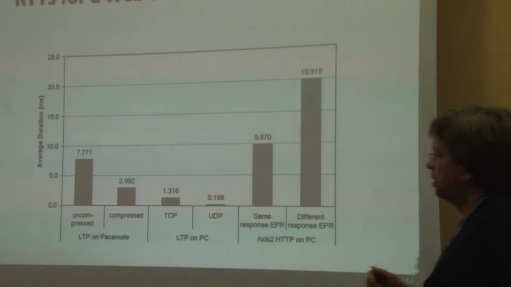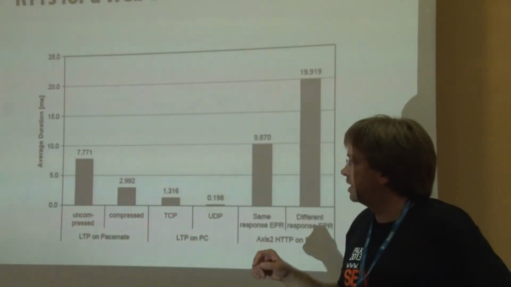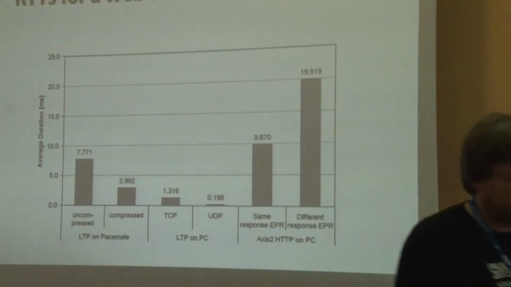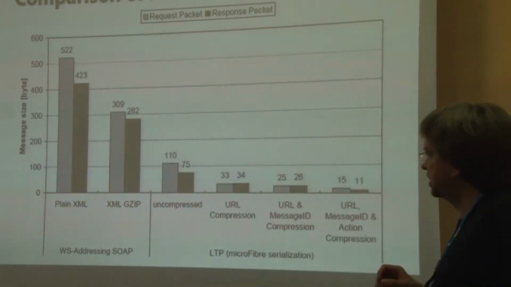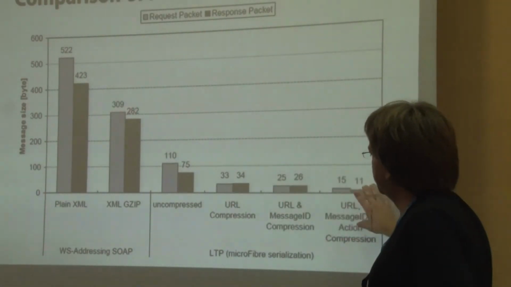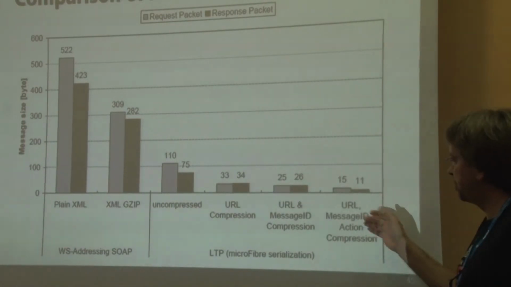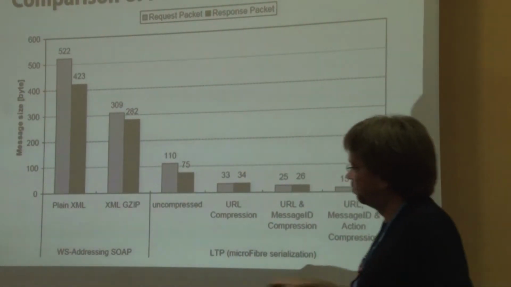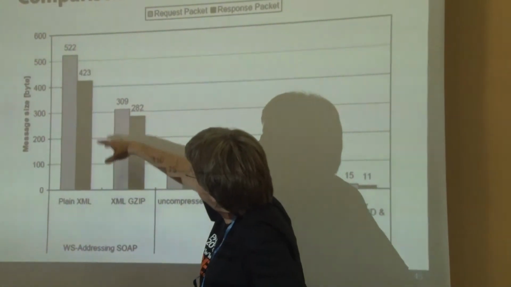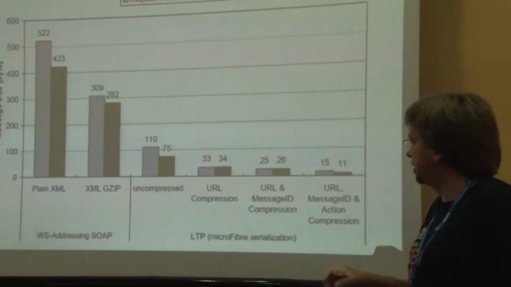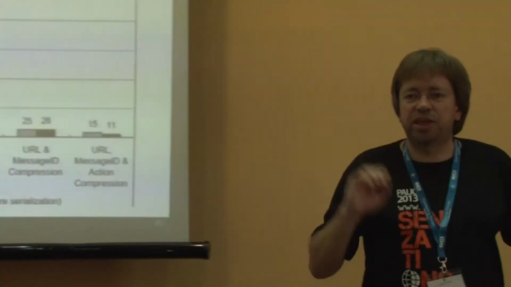And even on this PaceMate platform that you've seen yesterday, it's still quite good in terms of round trip times. And in terms of packet sizes, the same, right? So here, different levels of compression. If you compress everything, then you get very small messages compared to the typical SOAP addressing in plain XML with huge message sizes over 500 bytes, and then down to 15 with everything compressed, header compression and everything used, which is much better, but certainly also needs some more computing power.